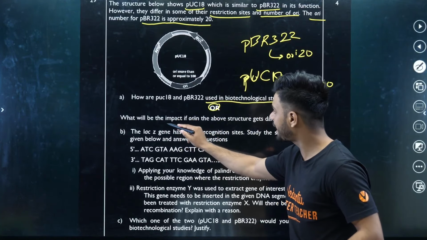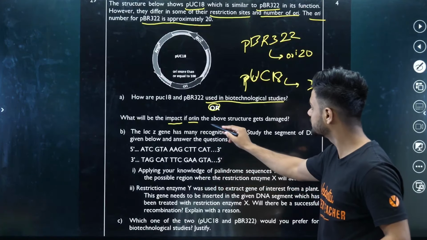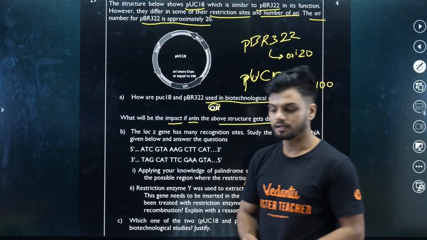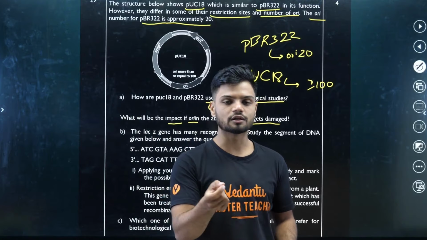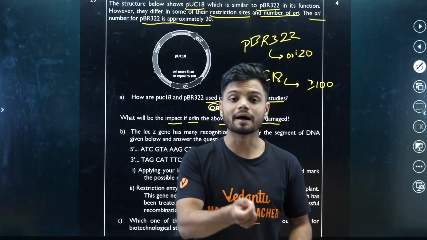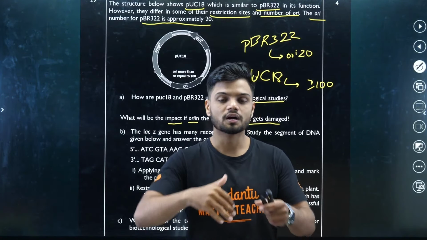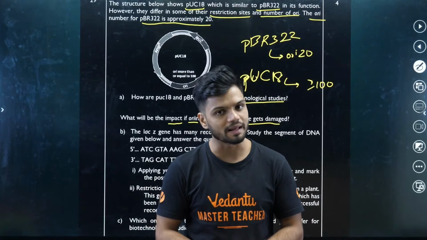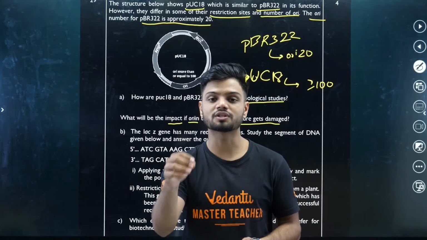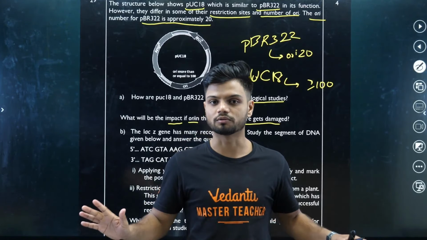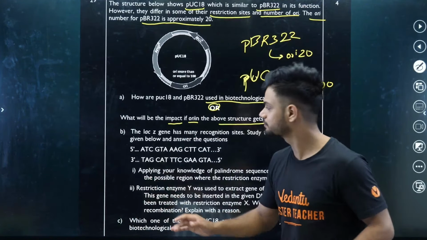What will be the impact if ori site in the above structure gets damaged? Now, students, remember, in the case of a plasmid, the ori site is the location through which replication starts. That is, duplication of a particular plasmid happens here. If the ori site gets damaged, there will be no replication inside the host. It will not replicate at all.